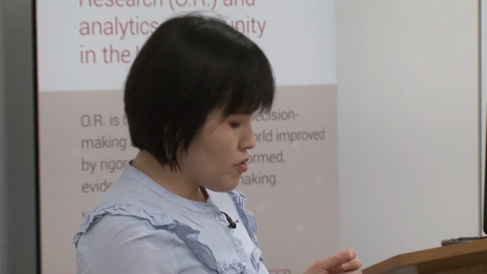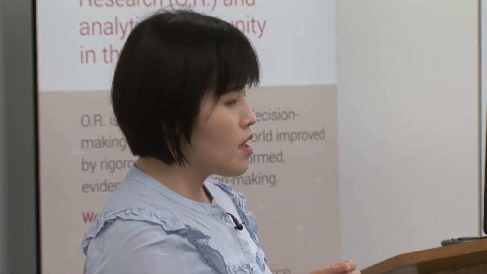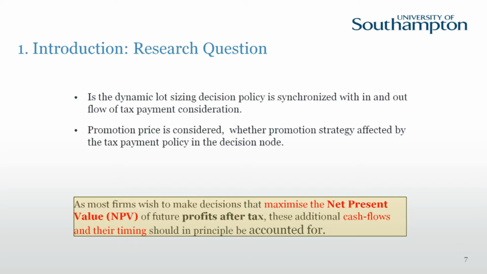In this research, we want to find out two things. We want to incorporate into the dynamic lot sizing problems the DRSP problem synchronized with the inflow and outflow of tax payment. And if there is an impact on the ordering policy, then we further look at whether the promotion price is considered, or whether the promotion strategy is affected by the tax payment in the decision.